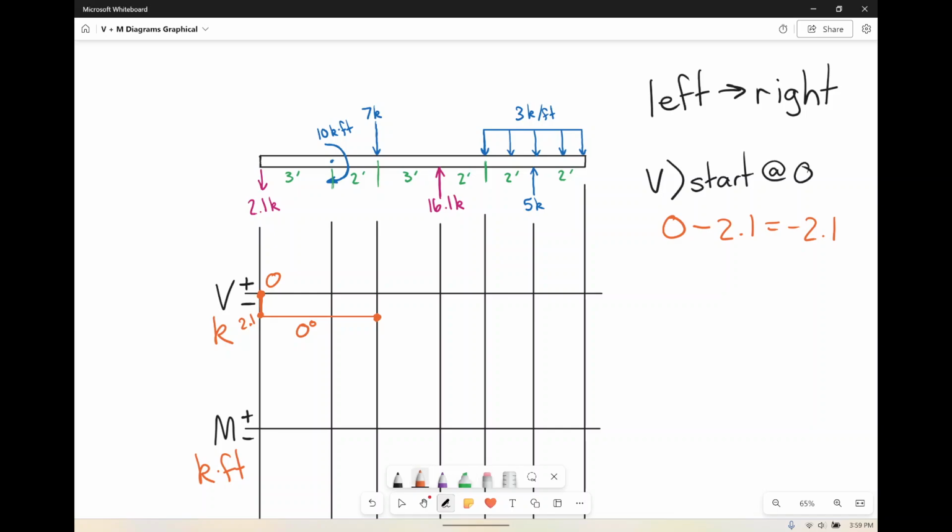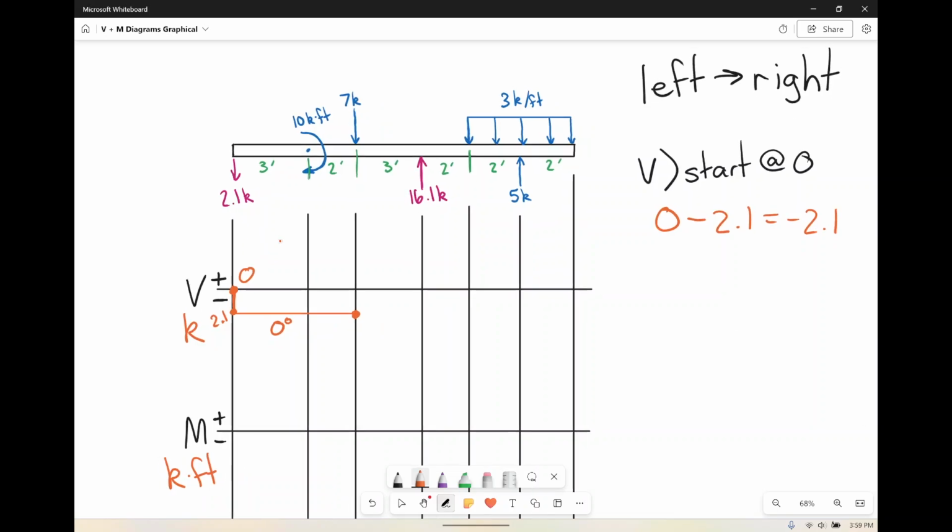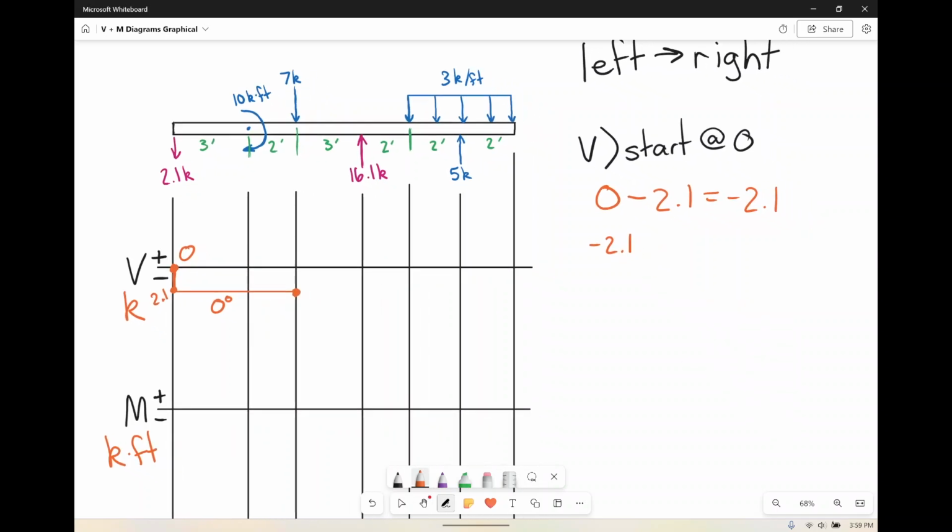Then once we get to that 7 kips, we're starting at negative 2.1, and then there's another 7 kips. 7 kips goes down, that's negative. So minus 7, what are we at? Minus 9.1. Okay, go a little bit further. Minus 9.1, maybe we're right here. We're going straight down. Arrows say go down, we go down.